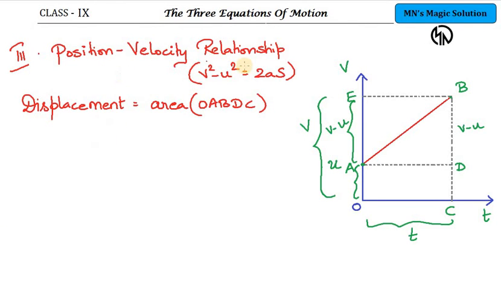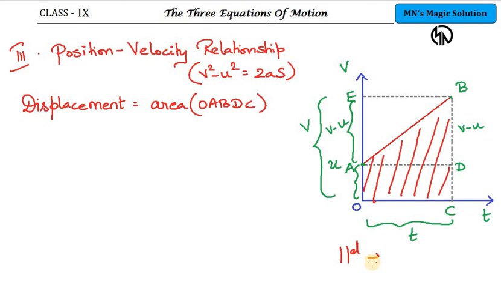For deriving the third relationship, which is the position velocity relationship, we will be using the concept that displacement is equal to the area of this polygon again. This time, instead of splitting it, I am going to take this as a complete trapezium. In the trapezium, OA and BC are the parallel sides, correct? And what is the height between the two parallel lines? It is nothing but OC or AD.